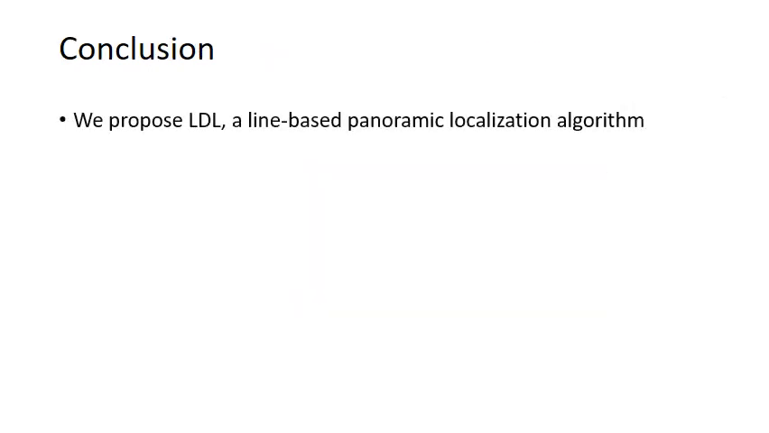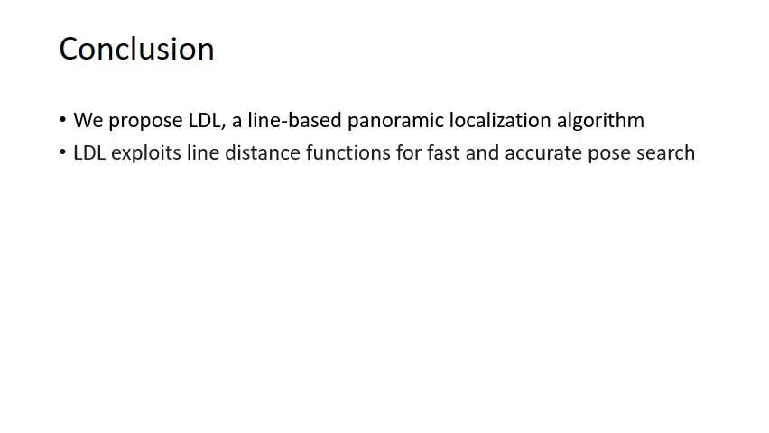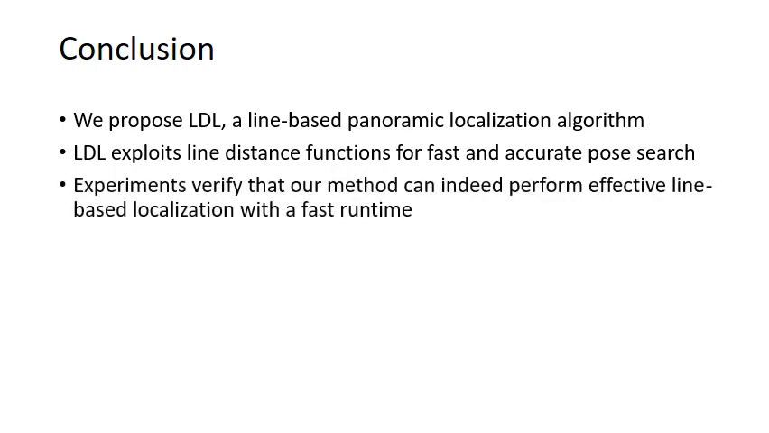In conclusion, we propose LDL, a line-based algorithm for panoramic localization that is robust to 2D-3D domain differences or illumination changes, while maintaining a small map size. LDL uses line distance functions that effectively describe the holistic distribution of lines in 2D and 3D for accurate pose search. Experiments verify that our method can indeed perform effective line-based localization with a fast runtime.